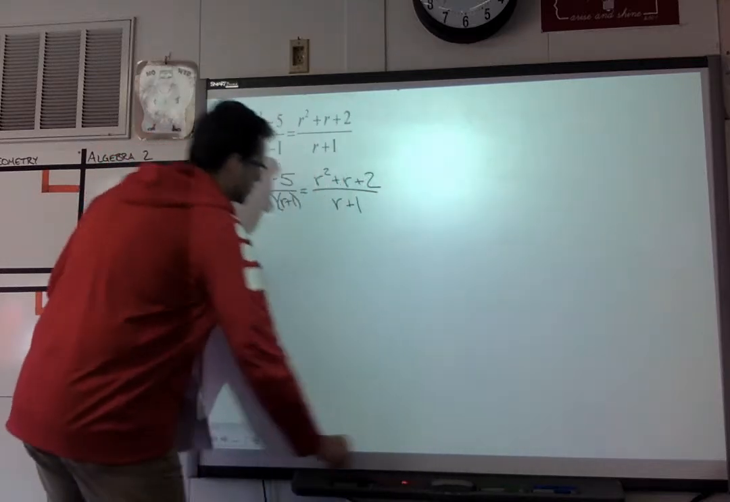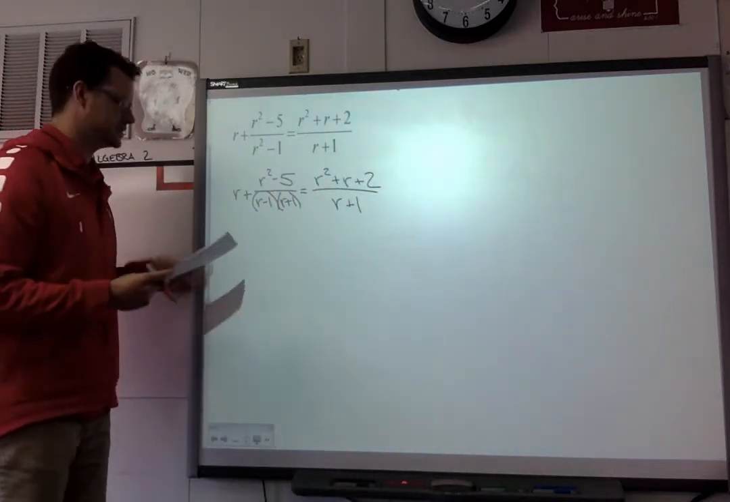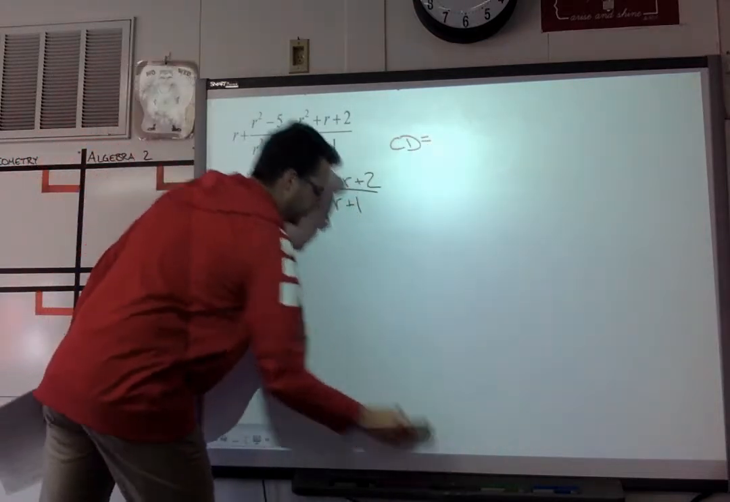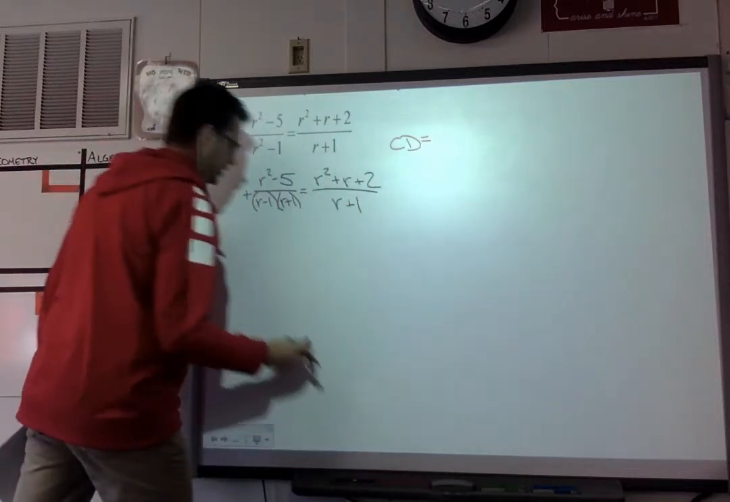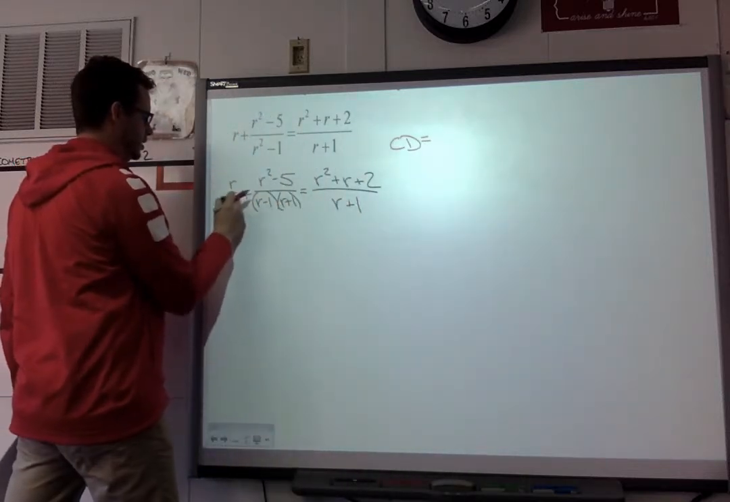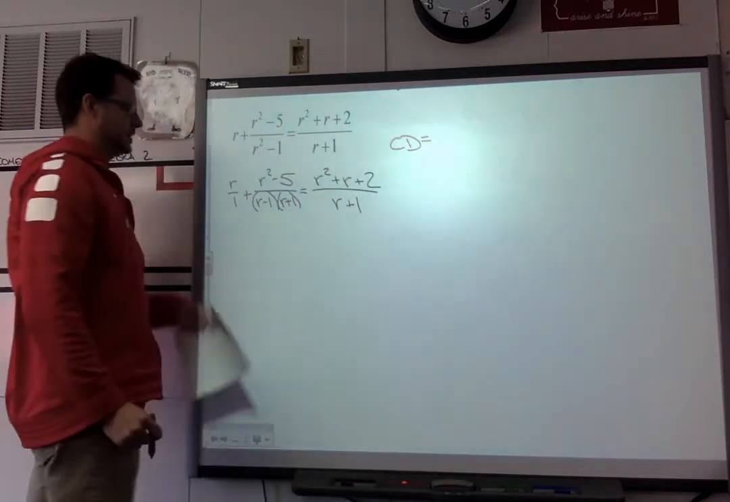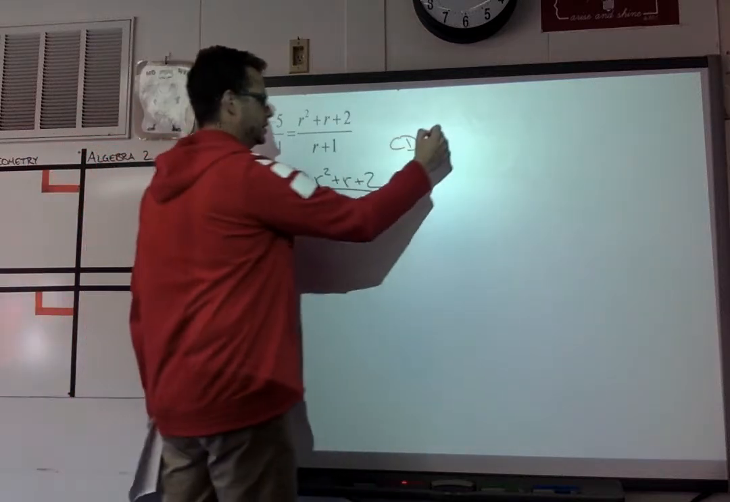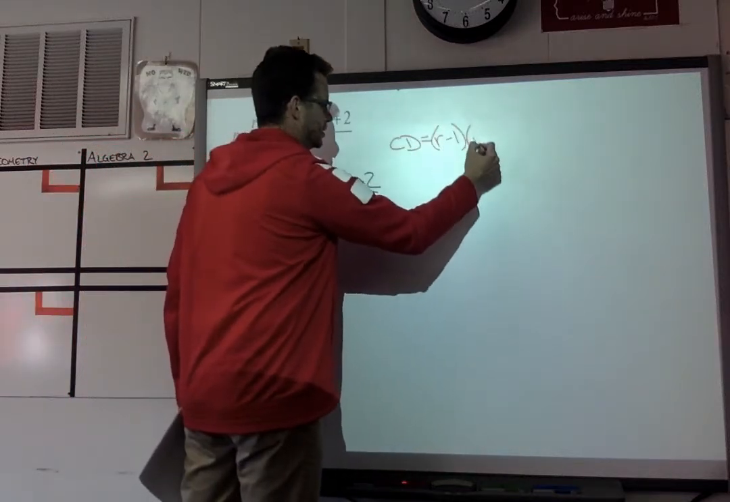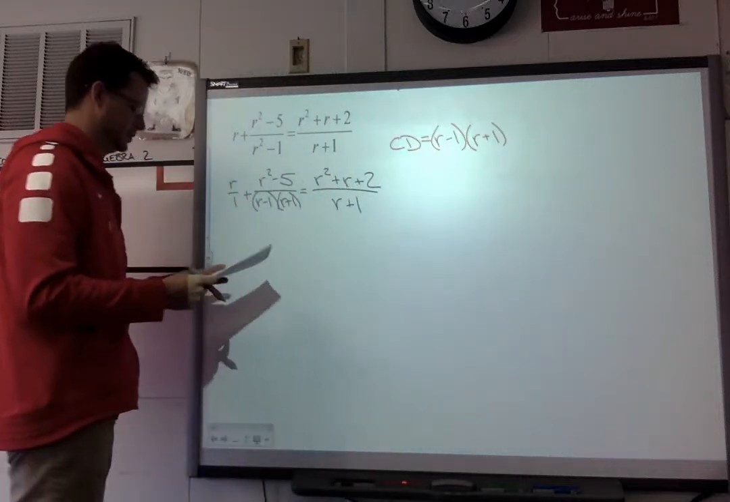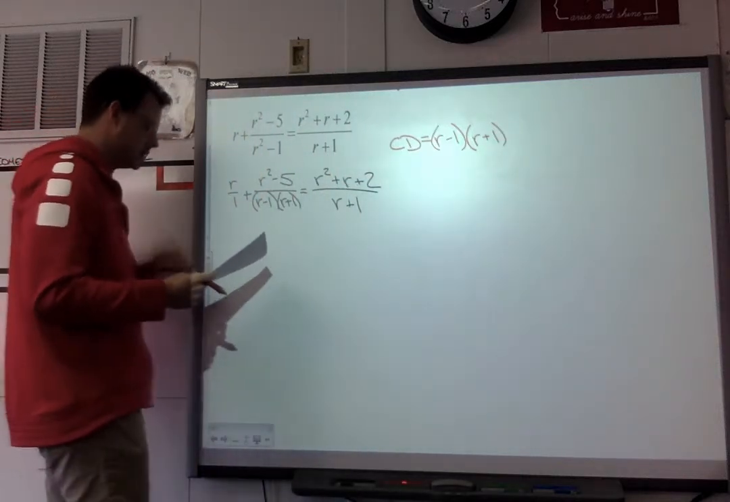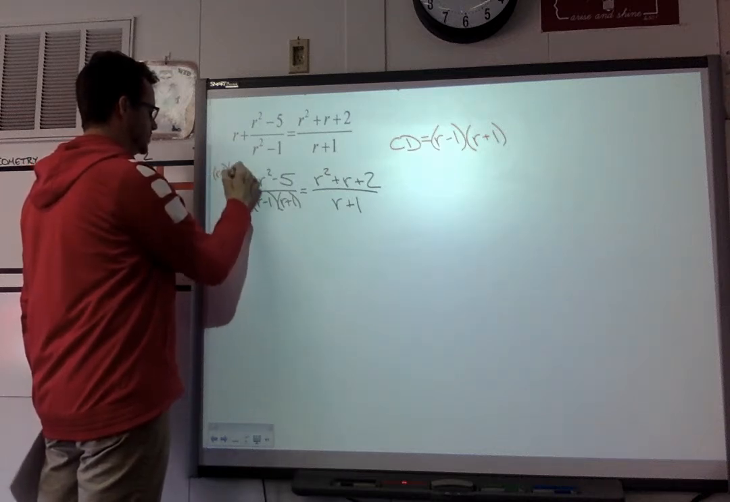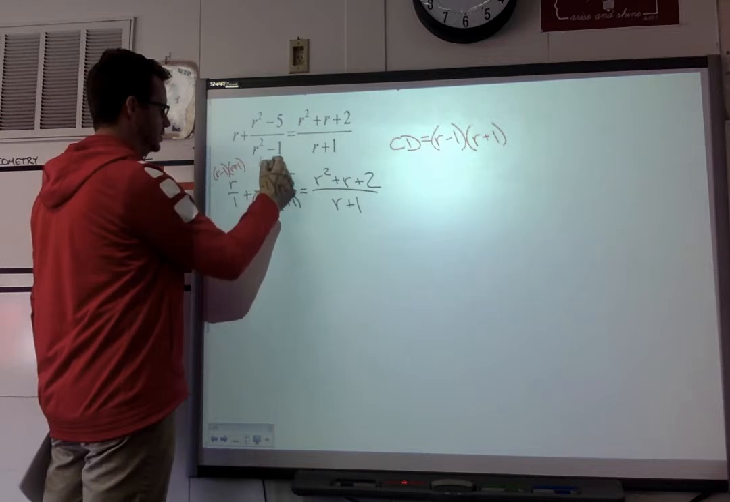So now that I've got my denominators in their simplest form, I want to find my common denominator, which here my denominator for r, really I can write this as r over 1. So for my denominator, my least common multiple between these three terms is going to be r minus 1 times r plus 1. So we need to multiply each of the terms by r minus 1 times r plus 1.